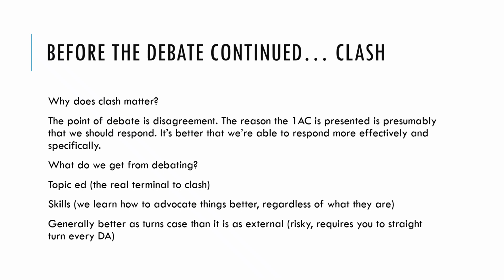This is the same problem with impacts that are treated as disjunctive instead of conjunctive, because they're less specific. They're probably more true, but it's hard to describe them. Same thing for fairness. It's generally better as a turns case type of argument than it is an external impact, because if you're going for the skills type clash, it is pretty risky because it's hard to describe the external impact. It requires you to essentially straight turn every DA, that their model doesn't solve it and only your model does, which is pretty difficult with a well-prepared opponent.